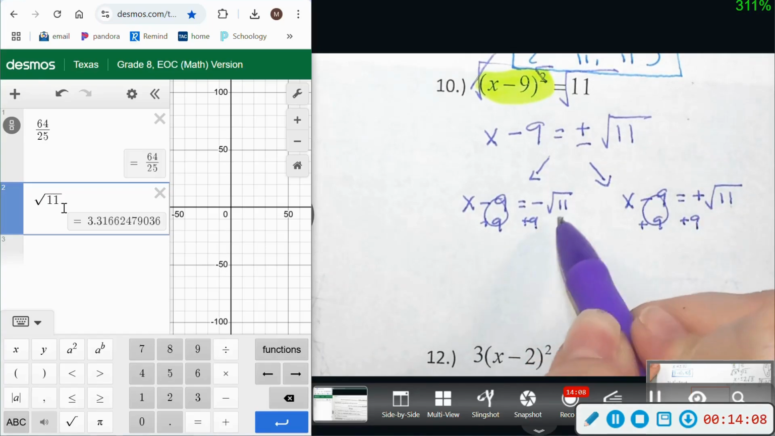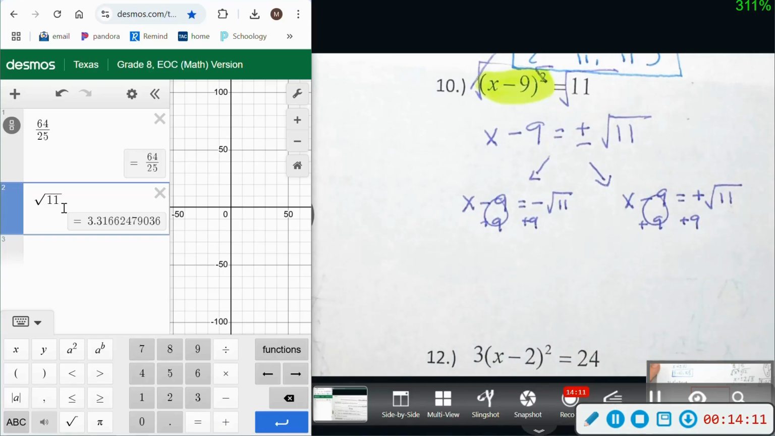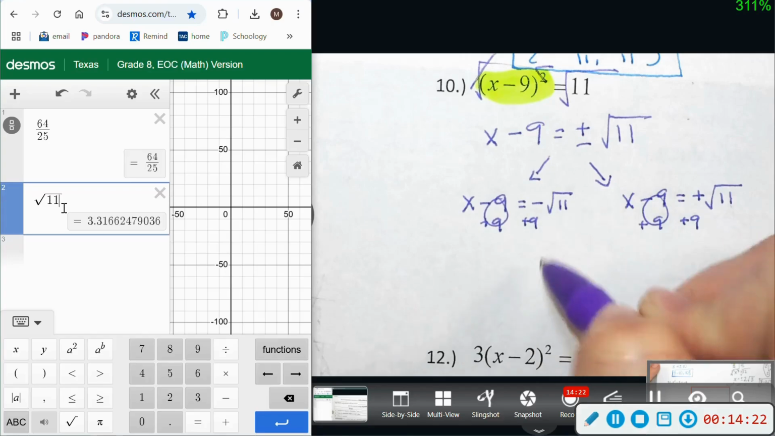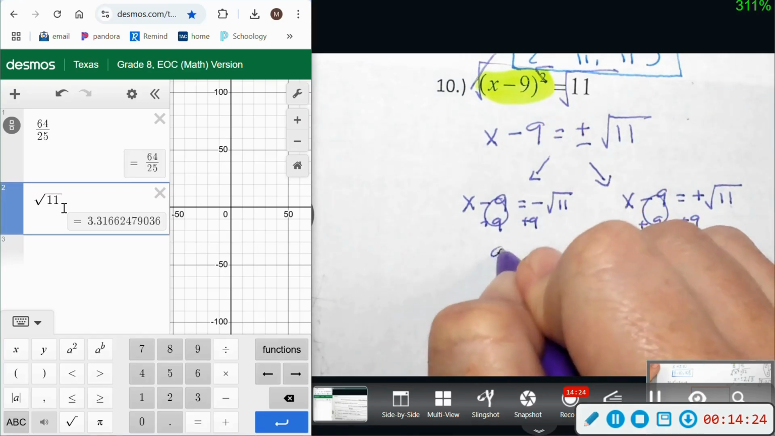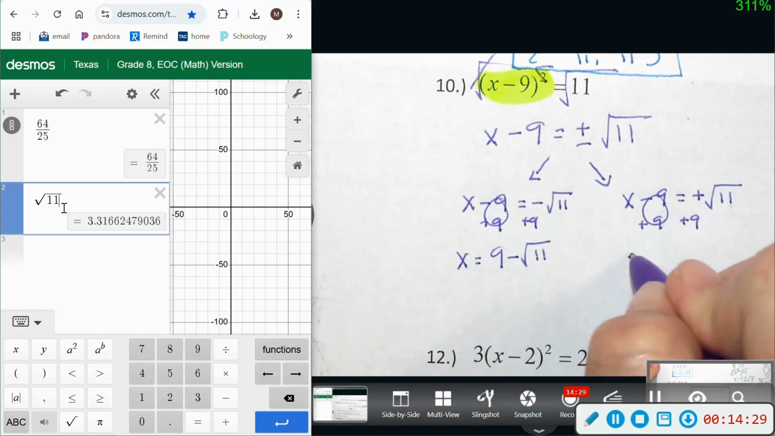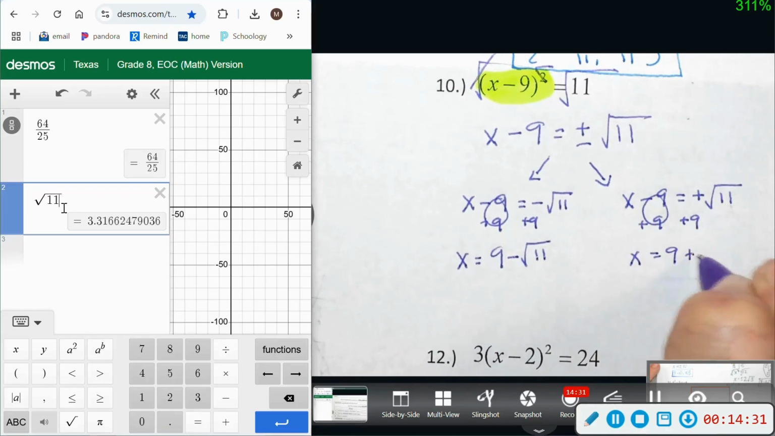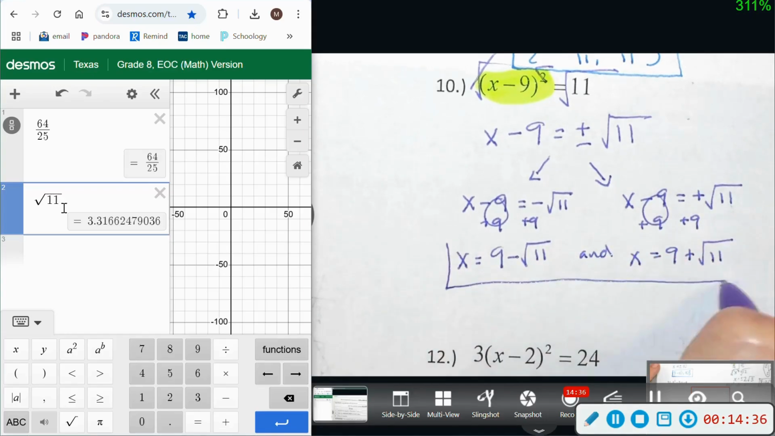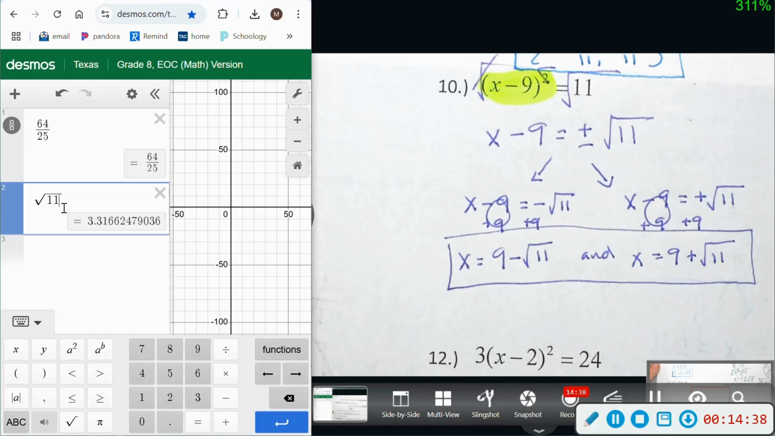Now, are these like terms? So radicals are like letters, and you cannot combine them unless they both have the same radical. So you're not going to combine this unless this was 9 square root of 11, then it would be the same. Yes? Okay, so knowing that I have 9 minus the square root of 11, and then I have 9 plus the square root of 11. And remember, you can also write answers like this. Mia, you can go.